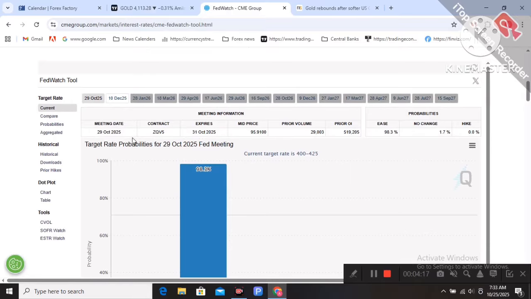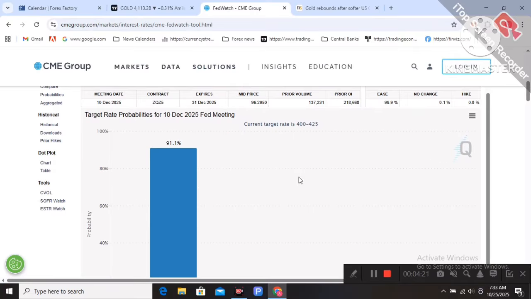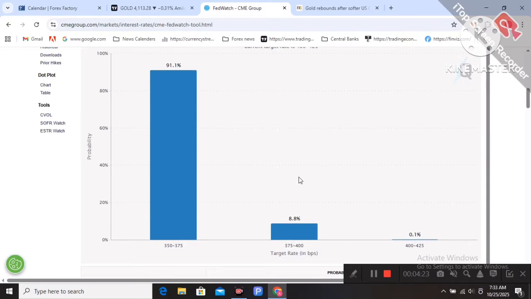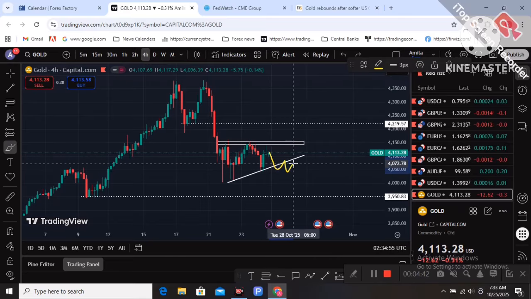On the FedWatch Tool, the next December FOMC meeting is interesting. There are two FOMC meetings coming this year. You can see the price forecast for the December FOMC meeting: 8.8% rate cut priced in. So this is priced into the market, maybe 10%, 15% like this. This can bring dollar demand and gold can drop to the downside like this.